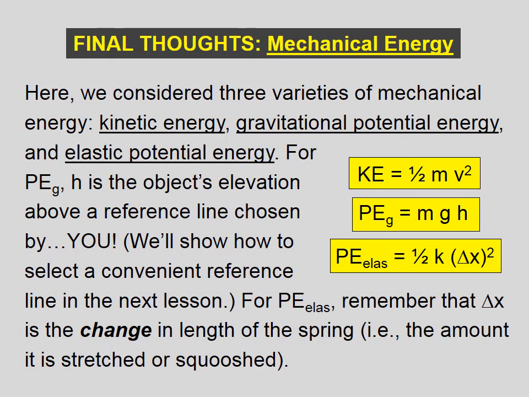Here we considered three varieties of mechanical energy: kinetic energy, gravitational potential energy, and elastic potential energy. For gravitational potential energy, h is the object's elevation above a reference line chosen by you. We'll show how to select a convenient reference line in the next lesson. For elastic potential energy, remember that delta x is the change in length of the spring, that is, the amount it is stretched or squished.